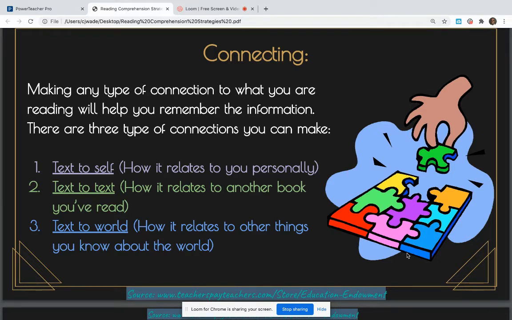Then I think about text to text. How does it relate to another book that I've read? If I'm reading about sharks, I'm making a text to text connection to another book that I might have read about sharks. And then text to world. This is where our empathy and compassion come in. We're doing our text to world connections.